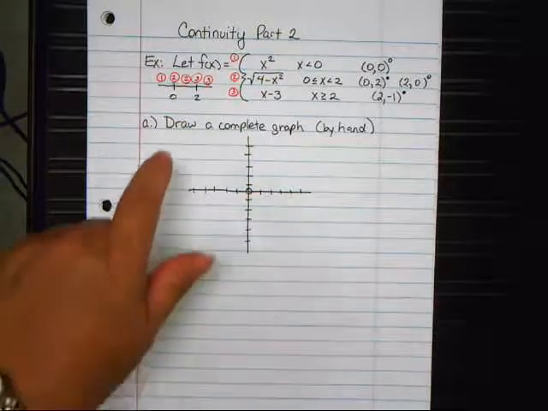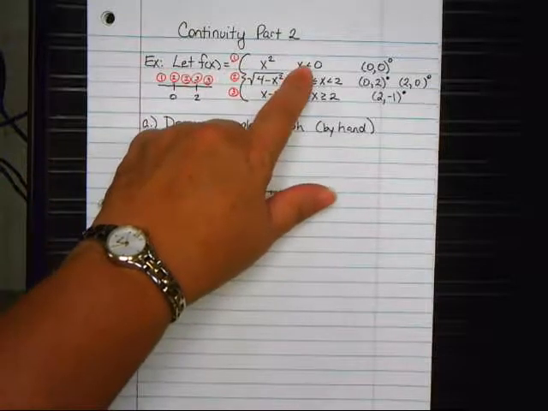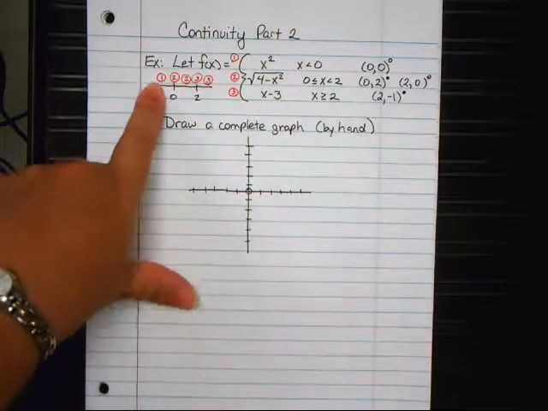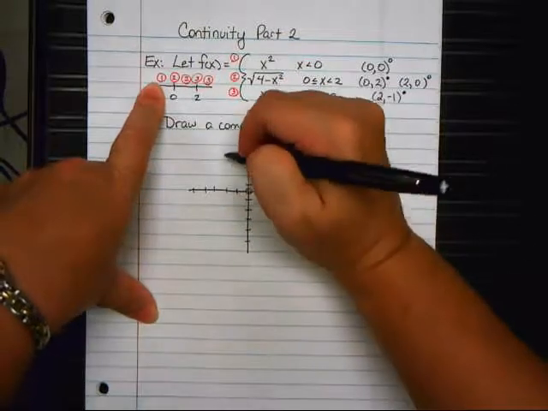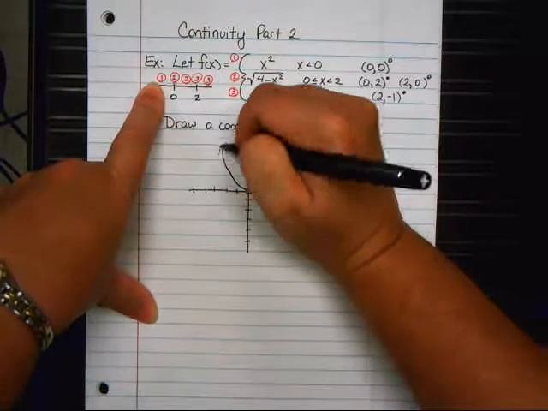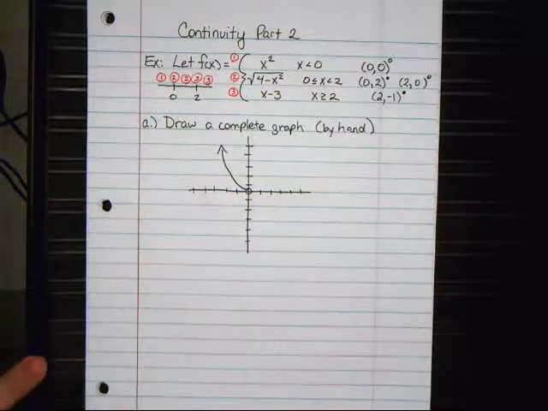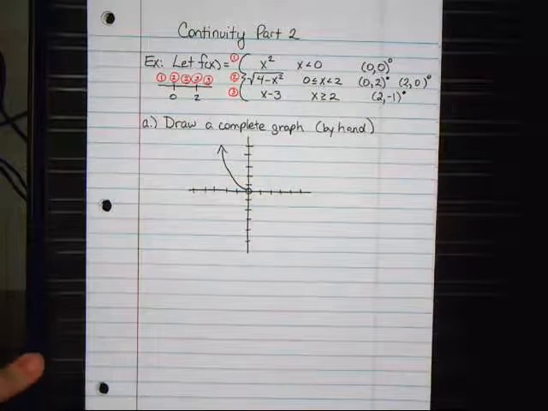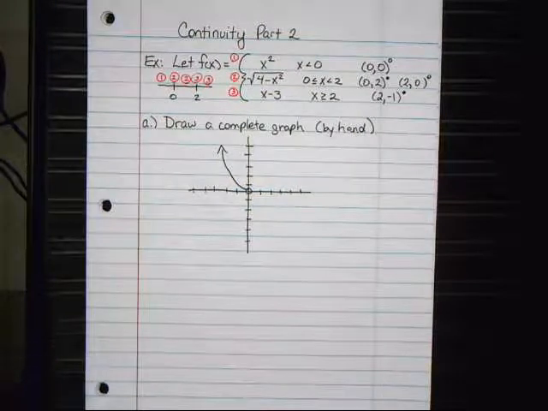The left side, for 2 reasons. Number 1, it says less than 0. Number 2, the 1 is to the left of 0. So all I need you to do is just sketch in the left half of a parabola and draw an arrow on it. That's all I need you to do. That's good enough for me. Okay? Now, the second piece of graph.